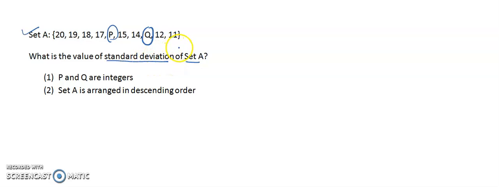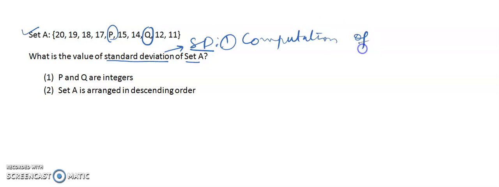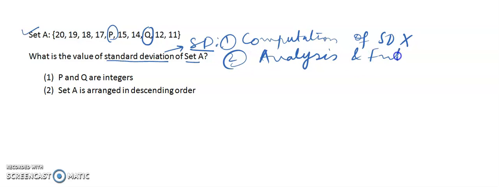Now before discussing the question, let's understand SD as far as the GMAT is concerned. First, computation of SD is not within the scope of the GMAT. However, its analysis and interpretation is within the scope of the GMAT.